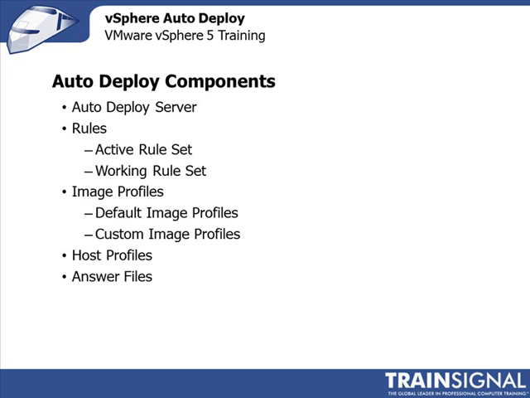Then you have your image profiles. So you have the default image profiles, and what I mean by an image profile is no more than an executable, an ISO that allows you to install ESXi. The default image profiles can come from VMware. This is the same way when you log on to VMware, go to downloads and download your ESXi ISO. That's what I mean by default images here.